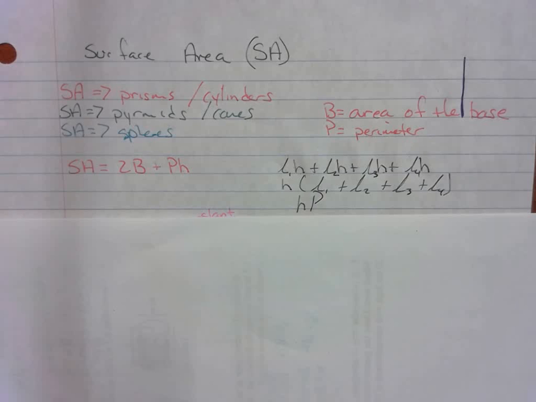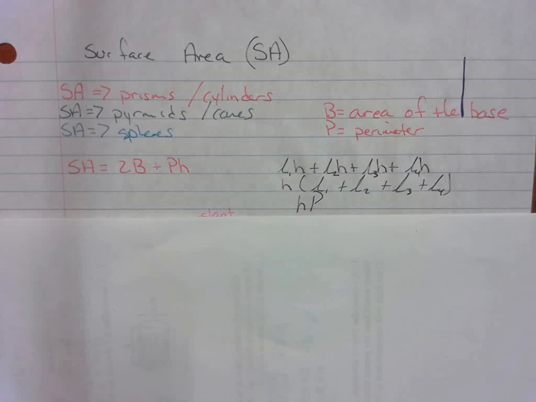So if I take this length and add it to that length, and add it to that length, and add it to that length, what did I just add? Perimeter. The perimeter of the base. So if you add up the perimeter of the base and then multiply it by the height, that gives you the area of all the lateral faces all at once, which is where this comes from.